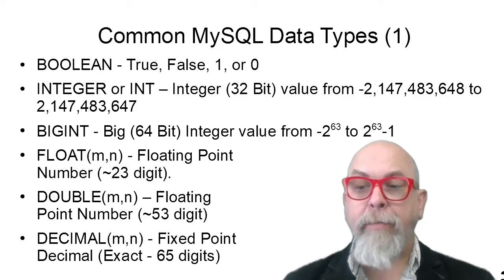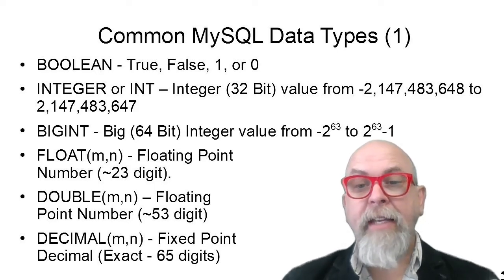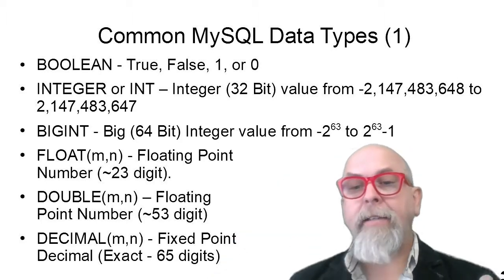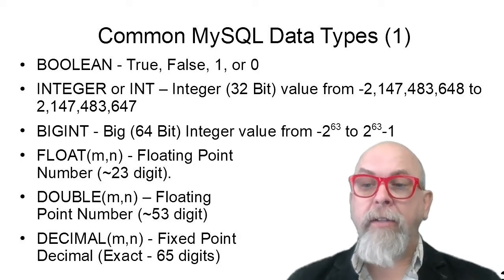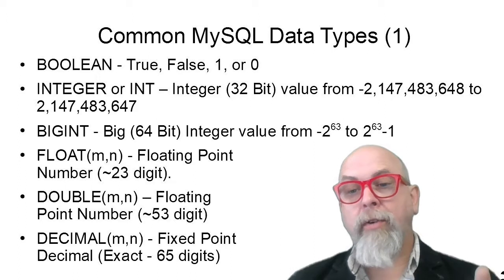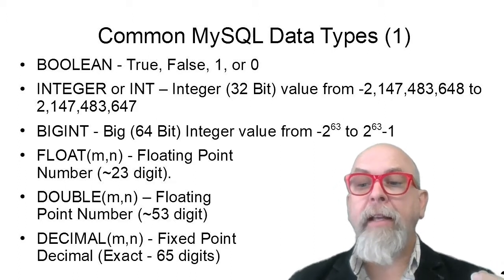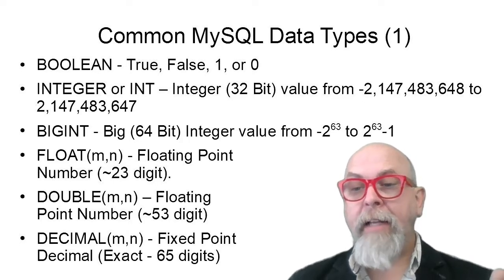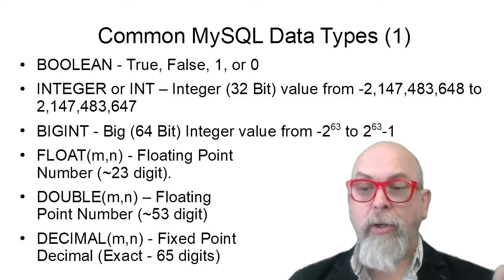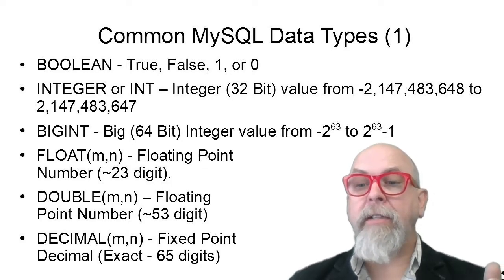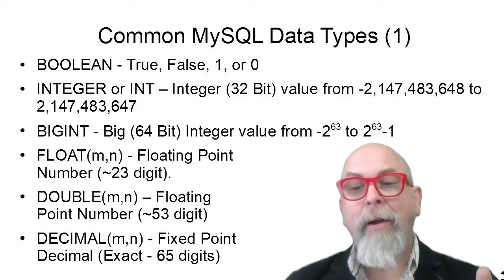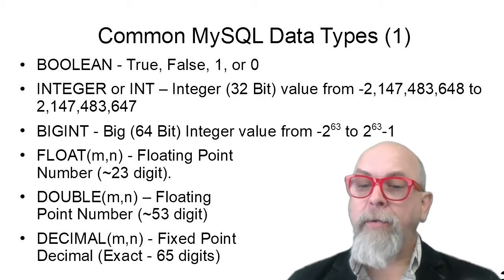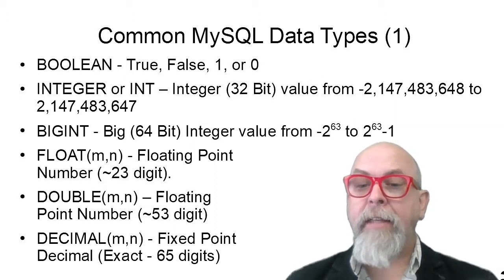The second type of data, and a very common type, is the int or integer type. The int type stores a 32-bit value, from about 2 billion negative to 2 billion positive. So it stores a 32-bit integer value. There's also a type of data called the big int, and the big int stores a 64-bit integer value in the database, and you can see it goes from negative 2 to the 63rd power to positive 2 to the 63rd power minus 1.